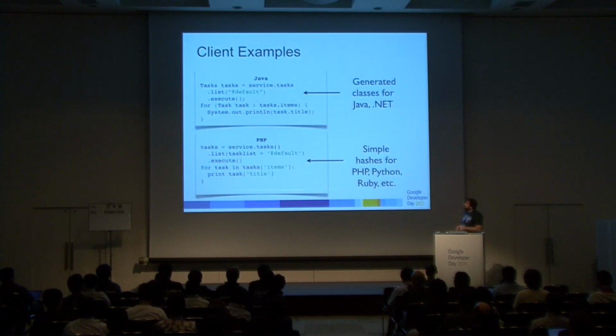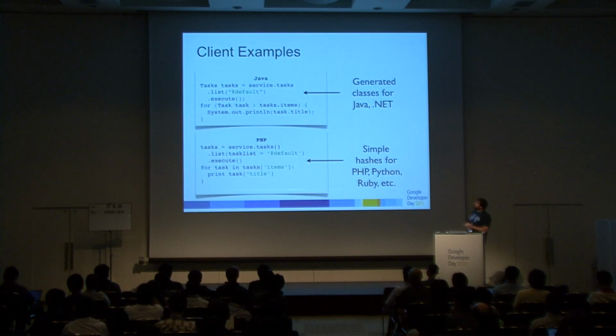You can see here are just two examples of the tasks API in Java and PHP. In Java, it looks like fairly clean Java code. You have tasks as a collection. You can iterate over it, view an individual task, and get out its attributes. The code looks nearly identical in PHP. Just in this case, we don't have strongly typed objects to work with, so we just treat everything as a hash table.